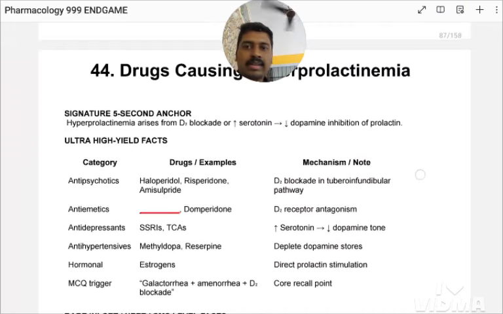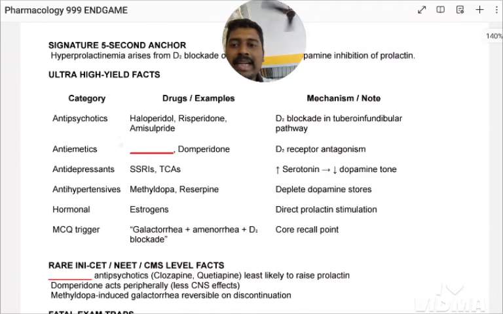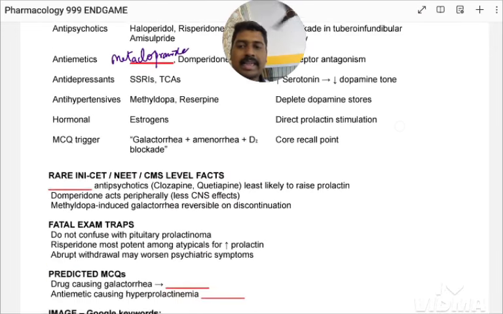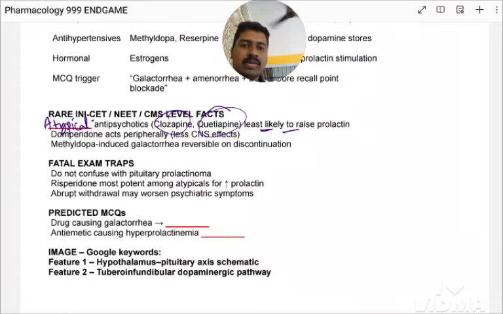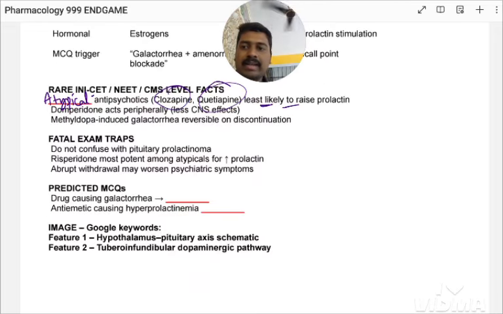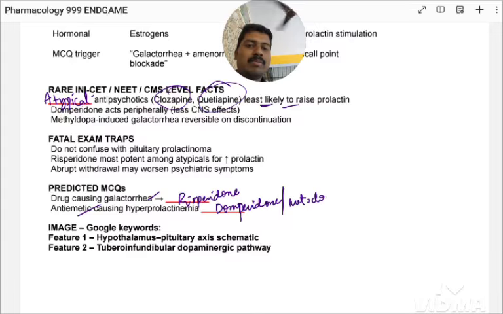Let's go through the questions quickly. Drugs causing hyperprolactinemia, antiemetic. Which antiemetic causes it? Metoclopramide. Next, which antipsychotics are least likely? Clozapine and quetiapine. They are atypical antipsychotics and least likely to cause increased prolactin. Typical antipsychotics cause increased prolactin release. Drug causing galactorrhea, yes, it is risperidone. If one option is given, it is risperidone. Antiemetic causing it is domperidone, and one more is metoclopramide. Metoclopramide has more effect than domperidone. Okay, yes.